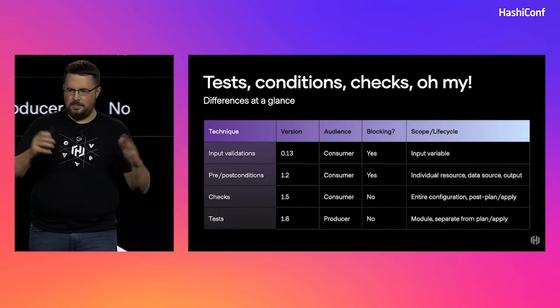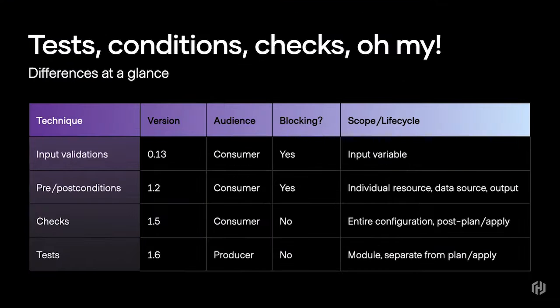And just to kind of summarize those, right? Input validations we introduced all the way back in version 0.13. They've been around a while. Their scope is input variables. Pre and post conditions, a little more recent. We introduced those with Terraform 1.2. Those are also targeted at the consumer. They will block a run if they fail. That's another distinction here. But those are scoped to an individual resource, an individual data source, an individual output.